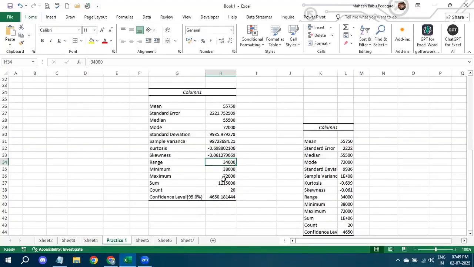See, as a client, do I need all this information? No. So what is the information I require? You will be telling me, Mahesh, the average salary in your company is 55,750, whereas the range is from 34,000 as the minimum value. Your employees are getting salaries between 38,000 and 72,000, out of which most of the people are getting 72,000. Very few people are getting the lower salary. The average salary is 55,000.